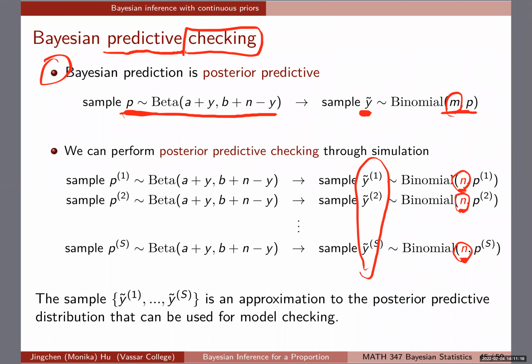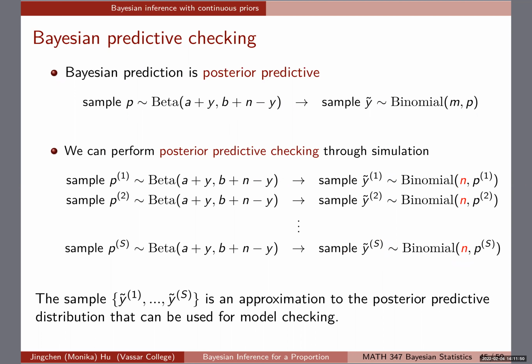And through this, what we call posterior predictive checking process, we're able to get a large number of the predicted values using the same number of trials, which is 20 throughout. And then we can check how close these predicted values are to our actual Y, and that can give us a sense of how good our model is. Okay? So this is, like I said, what we call posterior predictive checking. And you can think about this whole sample that we're able to get as an approximation to the posterior predictive distribution that we're able to use later on.